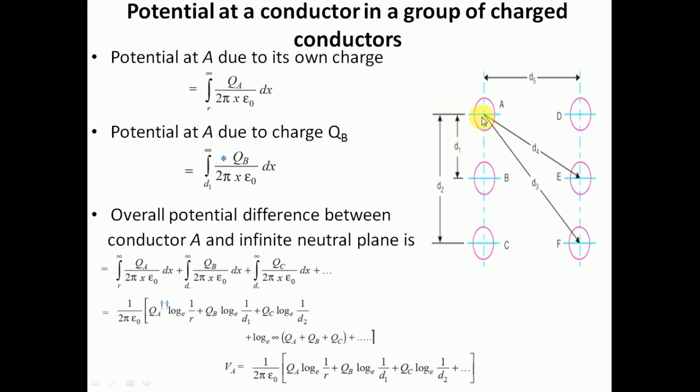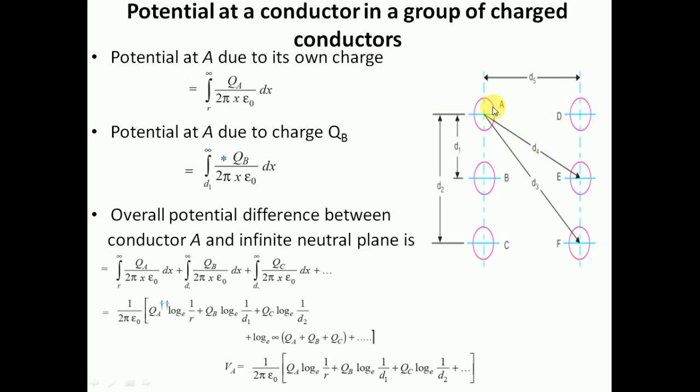So in order to find the potential at A due to the charge which is flowing through conductor B, that is Qb, we will take the integration from D1 to infinity of Qb by 2 pi epsilon 0 x. Similarly, we can find the potential at point A due to the charge flowing through conductor C, taking the limits of integration from D2 to infinity. Similarly, for the effect of conductor D, we will integrate from D5 to infinity, and the charge value will be Qd.